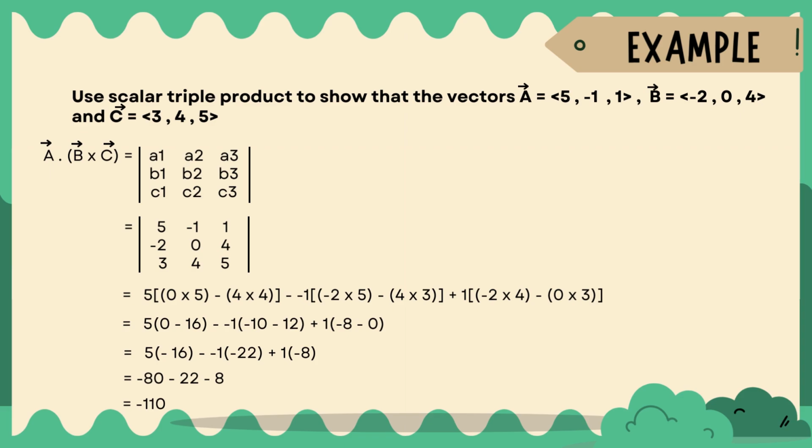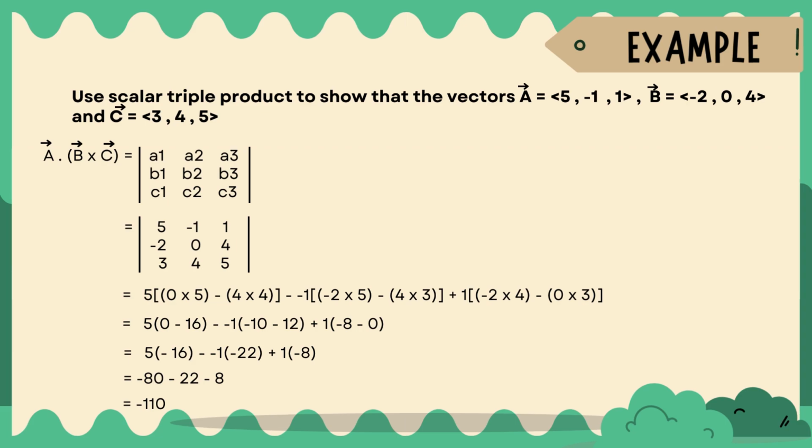Use scalar triple product to show that the vectors A equal to 5, negative 1, 1, vector B equal to negative 2, 0, 4, and vector C equal to 3, 4, 5. The formula is vector A dot vector B cross vector C equal to the determinant of 5, negative 1, 1, negative 2, 0, 4, 3, 4, 5.